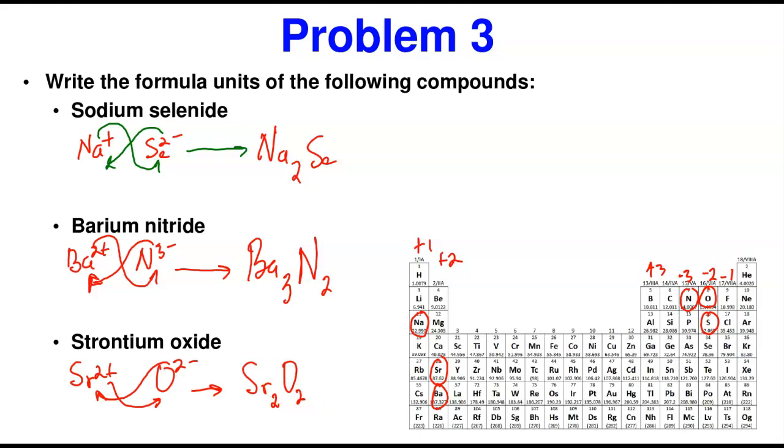But you can't have this. Remember what I told you. These formulas represent the minimum or the simplified form of this unit. So what is going to happen? You're going to divide this by 2. If you divide this by 2, at the end of the day, you're going to have SrO, and this becomes the correct formula of strontium oxide.